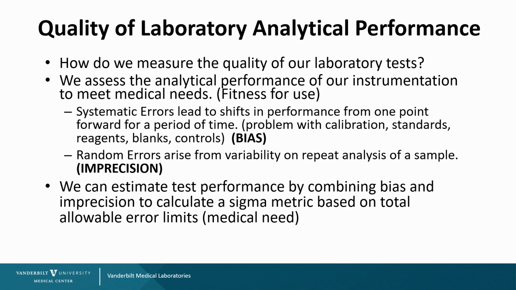And we assess that 2 ways. One is bias, that's systematic errors that lead to shifts in performance from one point in time forward. Could be a problem with calibration, standards, reagents, your blanks, your controls. We also assess imprecision, repeatability. If we test a sample multiple times, we all know we're going to get different results. So what is the spread of those results? And that's imprecision. So we can estimate test performance by combining bias and imprecision to calculate a sigma metric based on total allowable error limits.